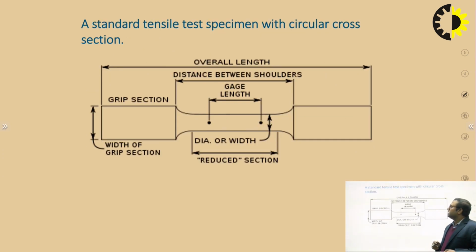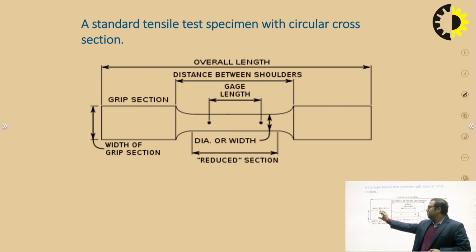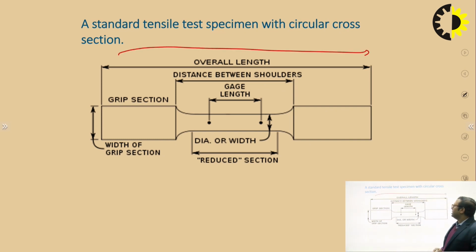This is the standard tensile test specimen with a circular cross section. You can see that this is the I section, and this area is the grip section. This is the width of the grip section. This is the overall length of the I section. This is the distance between the shoulders. This is the gauge length. This is the diameter and the width. And this is the reduced section. Whenever you have to perform a tensile test on a particular specimen, the test is performed on a universal testing machine. For that, we have to prepare the specimen. The specimen shape and size correspond to this one.